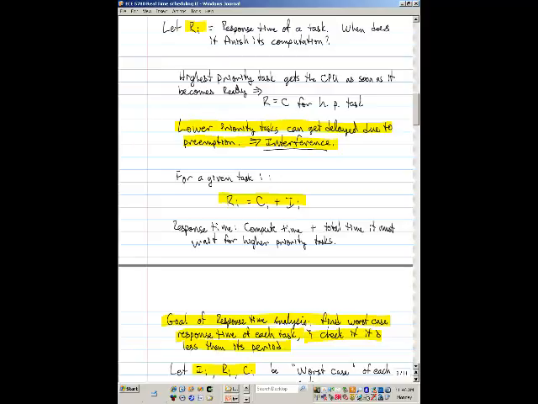So therefore, for a given task i, its response time is the sum of its compute time and its interference time. We calculate interference time as the total amount of time that all of the processes with higher priority than me interfere with me.